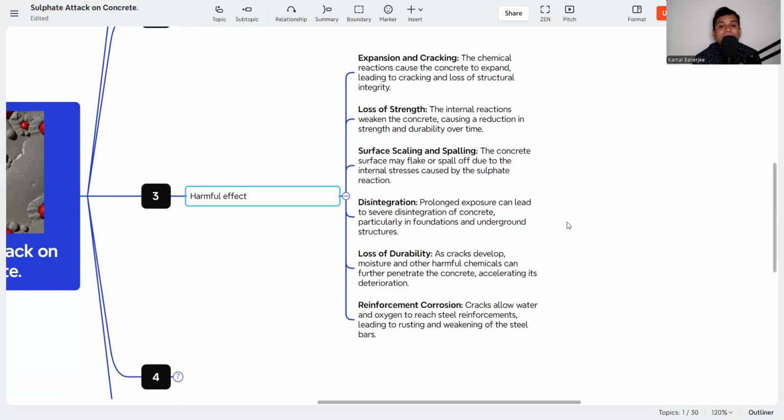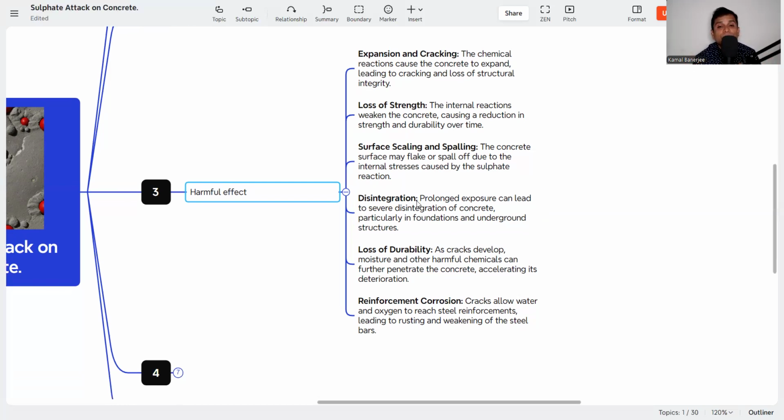Then surface cracking and spalling. What is happening? The concrete surface may flake or spall due to the internal stress. Sometimes not only are cracks generated, but whenever it is expanding, spalling happens and concrete falls from the surface. So this is also caused by the sulfate reaction.